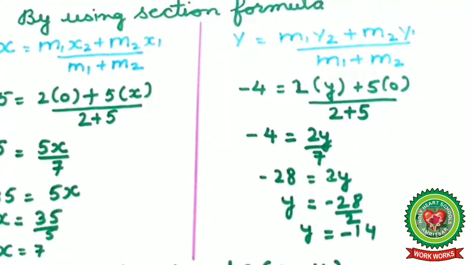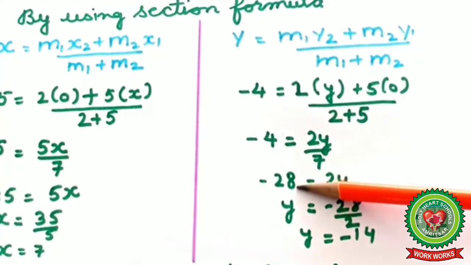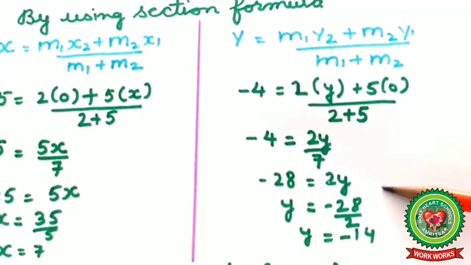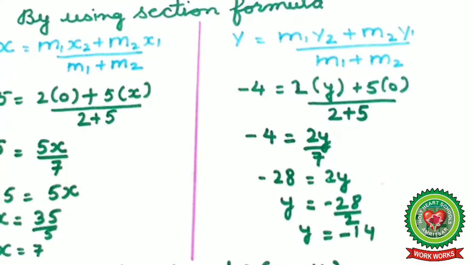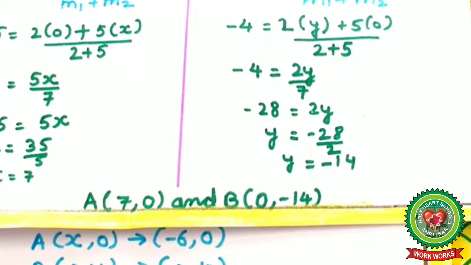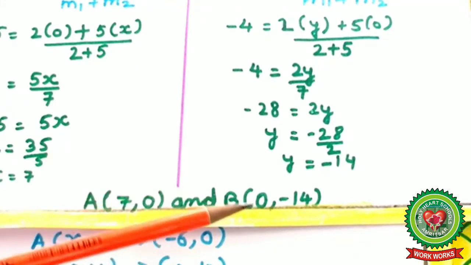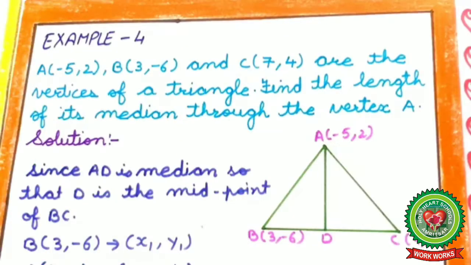Similarly, after filling values, here 7 into 4, 28, then minus 28 equals 2y, then y equals minus 28 upon 2. After cutting, the value of y is minus 14. So therefore, coordinates of A are (7, 0) and B (0, -14). This is example 3 of geometrical figures.